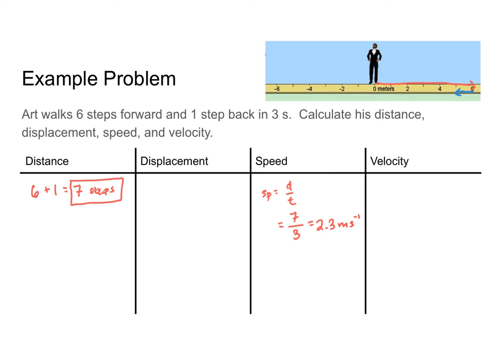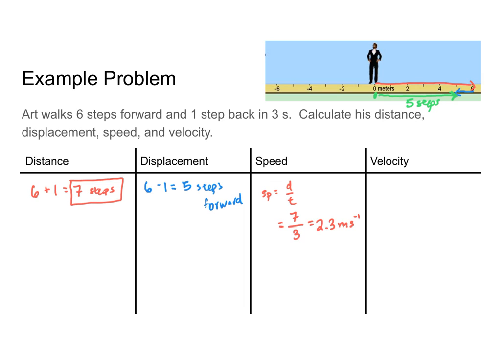Next, let's go ahead and calculate my displacement. So Art walked 6 steps forward and 1 step backward. So let's go ahead and say forward is positive and backwards is negative. So he goes 6 steps forward and 1 step backward and ends up 5 steps from where he started. You can also see that on the picture by looking at where he started at 0 and where he ended over at 5. And we also know that he is 5 steps forward. So 5 steps in front of where he started.